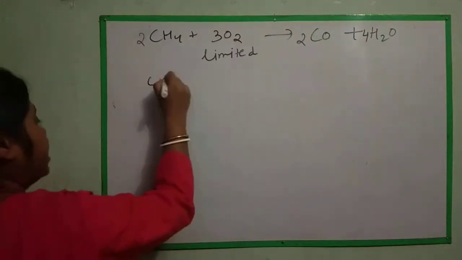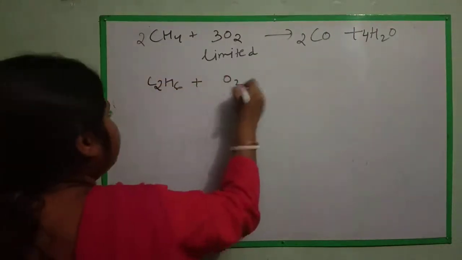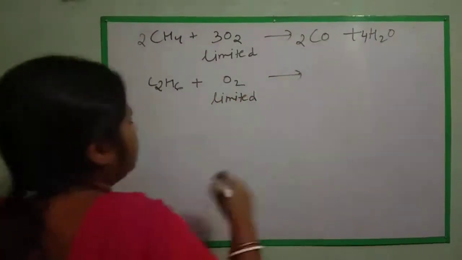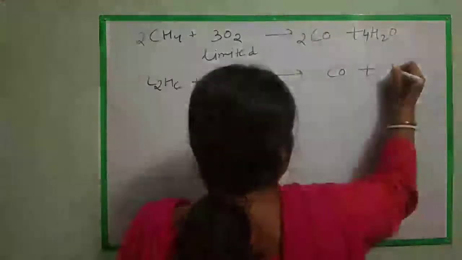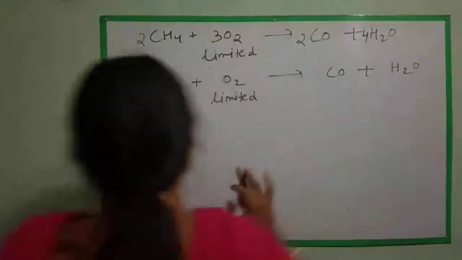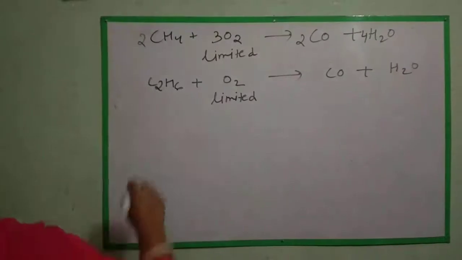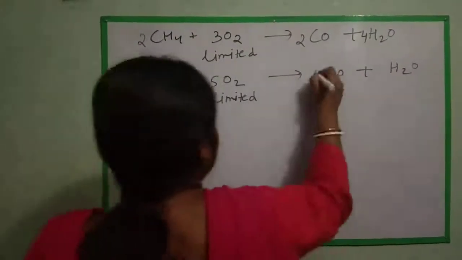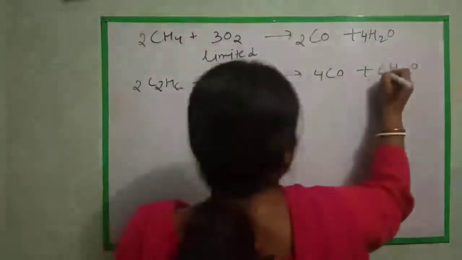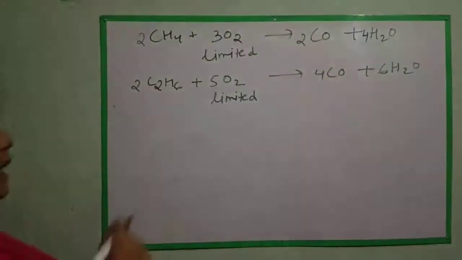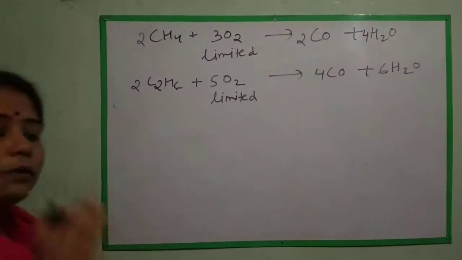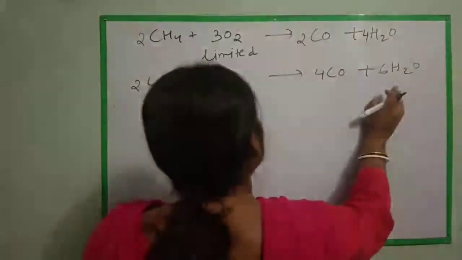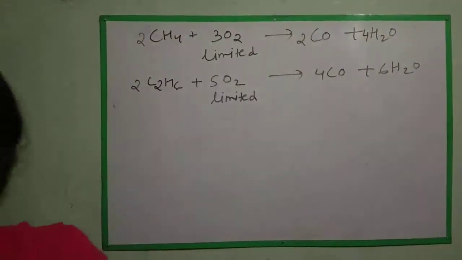Similarly, if ethane is treated with limited oxygen, the product will be carbon monoxide and water. The product will be the same. Now you have to balance the equation. In case of balancing, if I take 4 and here 6, 12, the reaction is balanced. Means methane or ethane treated with limited oxygen, we will get carbon monoxide and water.